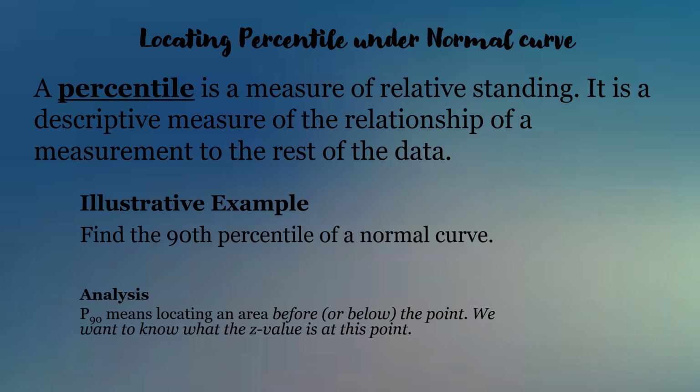Okay, so next, locating percentile under normal curve. Okay, so a percentile is a measure of relative standing. It is a descriptive measure of the relationship of a measurement to the rest of the data. Okay, so for example, find the 90th percentile of the normal curve. So, ibig sabihin, yung P of 90 is locating an area before or below the point. We want to know what the z value is at this point.